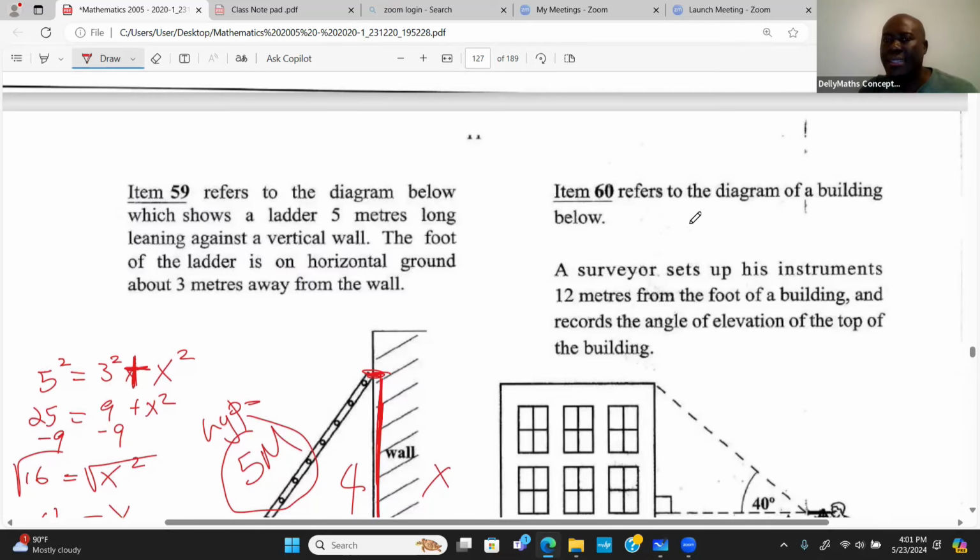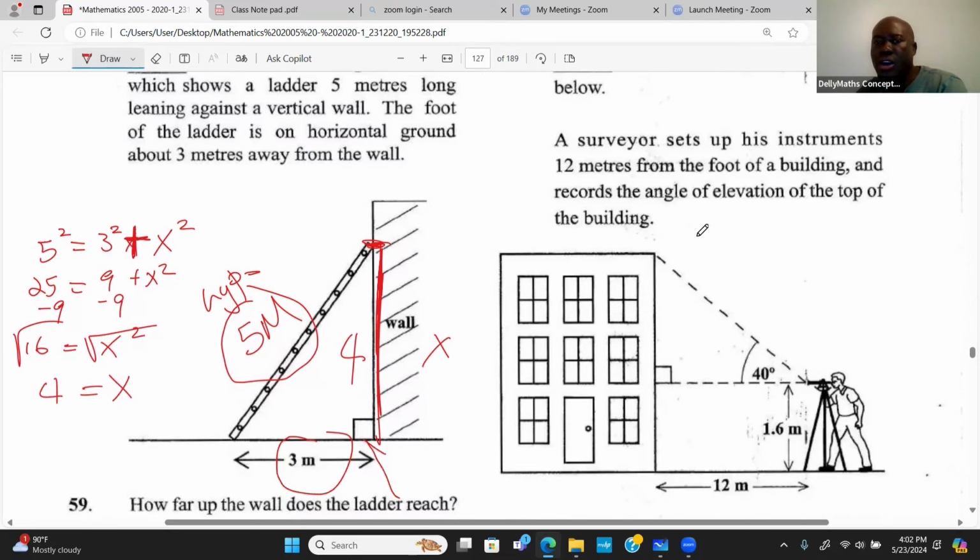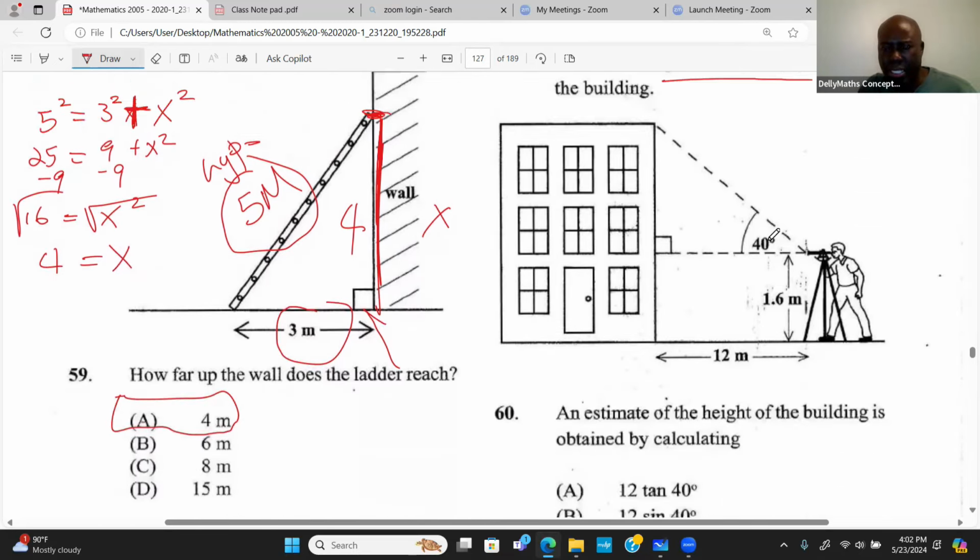Item 60 and last, it says the diagram is of a building. We see a survey instrument 12 meters from the foot of the building. You could see that. And record the angle of elevation of the top of the building. Okay, so we're seeing that. Let's see what the question is about, right?